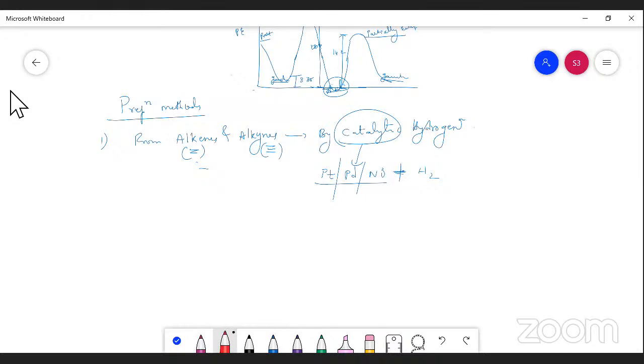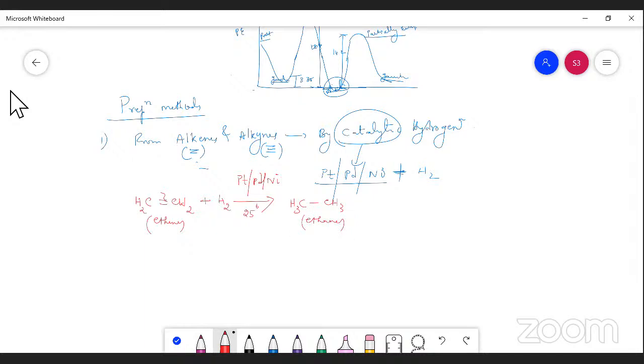Now I'm going to explain this by taking an example. Take ethene, CH2=CH2, and add hydrogen in the presence of platinum, palladium, or nickel. You can take anything, and normal room conditions are fine. At normal room conditions, if you add hydrogen in the presence of this catalyst, it can undergo the reaction. One of the bonds will break down and it gives ethane. So that is one example.